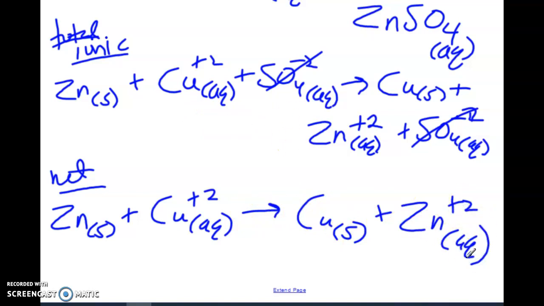Okay, and that is essentially one way of looking at reactions in solution. So you have your ionic and your net ionic equations that are now new from this lesson.